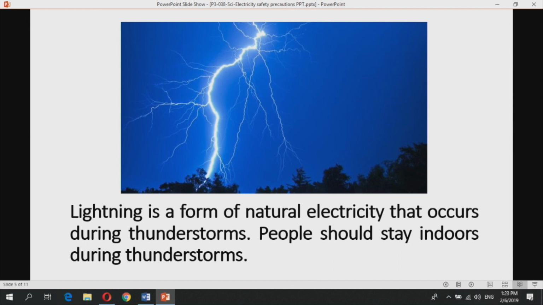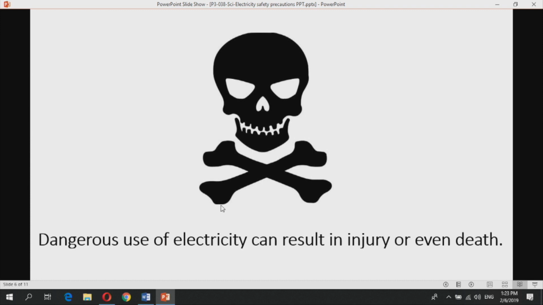Lightning. That's electricity, but natural from the sky. Very dangerous. Do you know people have been hit by lightning before? And they get a big shock. Some people even die when they get hit by lightning. So be careful. Dangerous use of electricity can result in injury or even death. If we're not careful, we could die if we use electricity wrong. So take care, guys.